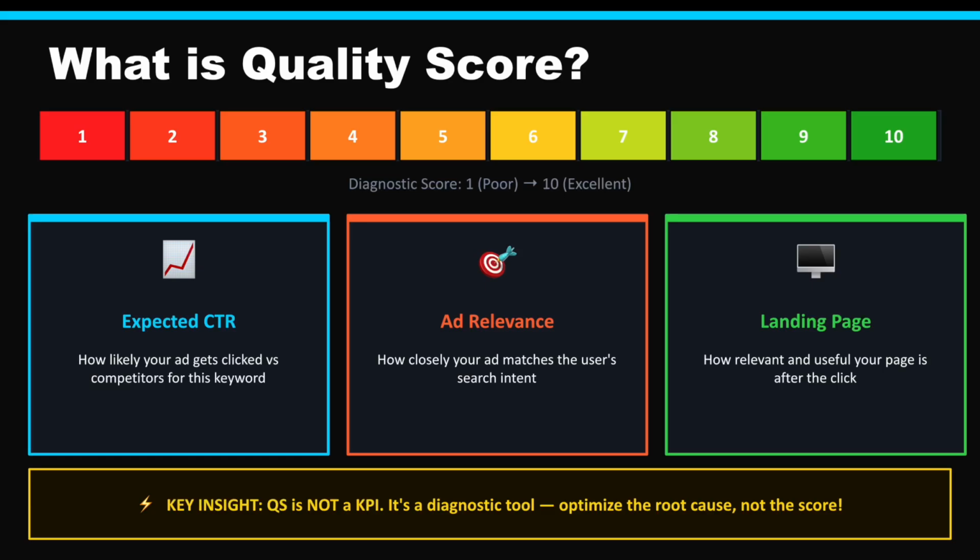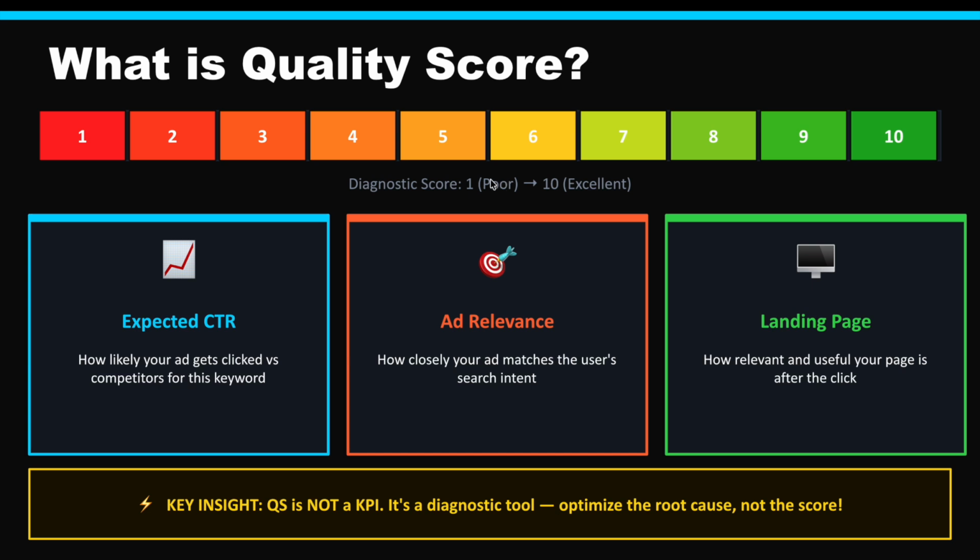So in here, okay, what is quality score? Quality score is a number that Google gives to every single keyword in your account. It goes from 1 to 10. You can see the color bar in red and green. Red on the left means the keyword is performing poorly, a bad keyword, and green on the right means it is doing well. Okay.